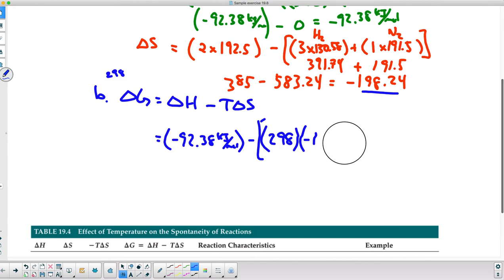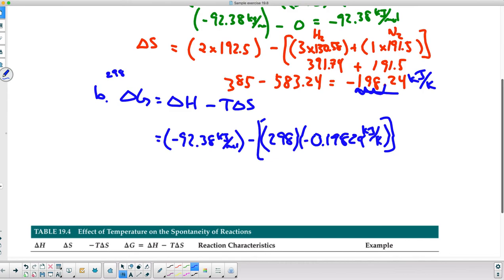Okay, now here's the part that's a little tricky. This right here, I didn't write this down before, but this is in joules per Kelvin. So to change this to kilojoules, I need to move the decimal place 3 places to the left to make this number smaller. So that's a negative 0.198, like that. Not 0.24. You can't have 2 decimals in the same number. And then that is kilojoules per Kelvin.